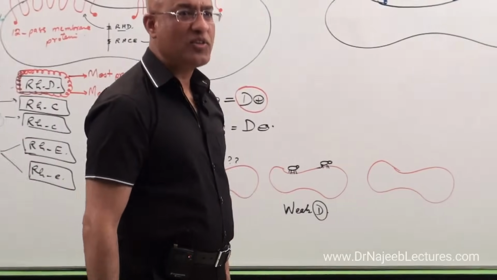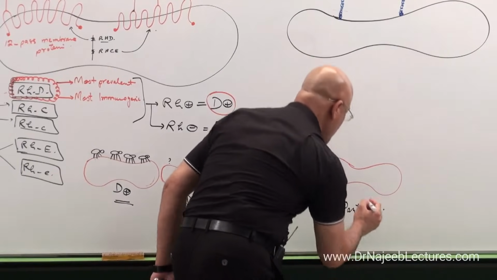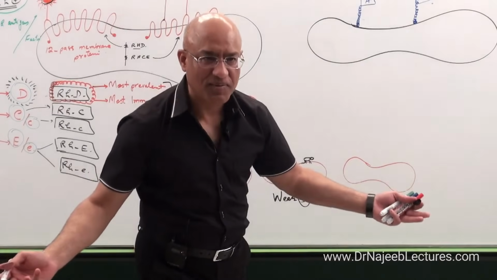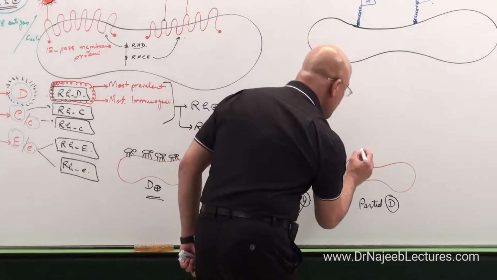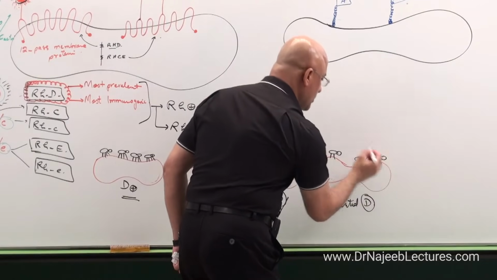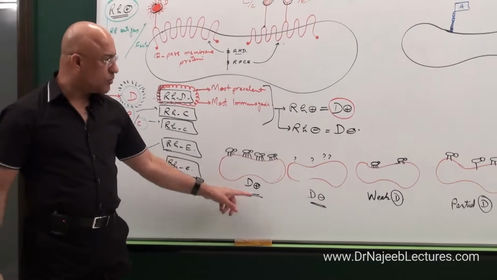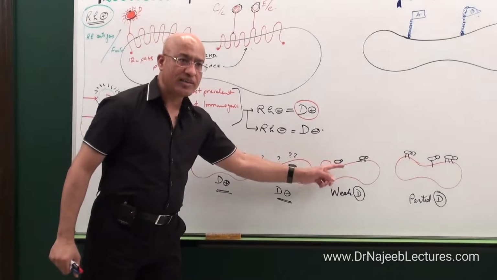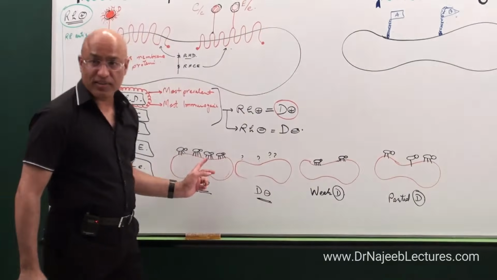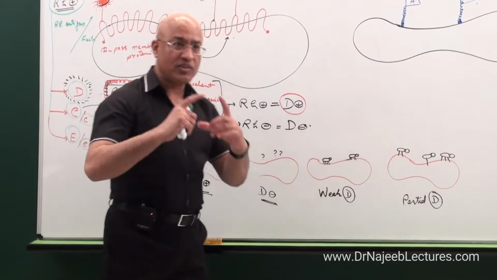Then another category is partial D. What is partial D? The difference between partial D and weak D is that some of the legs are broken. One or 2 legs are missing. D molecules are there, but maybe only 2 legs, or 1 leg, or 3 legs. So as compared to D positive, weak D has a quantitative difference, and partial D has a qualitative difference. The quality of the D antigen is not right.